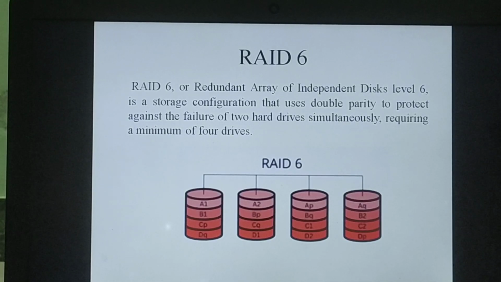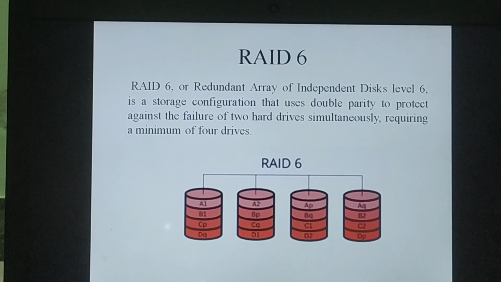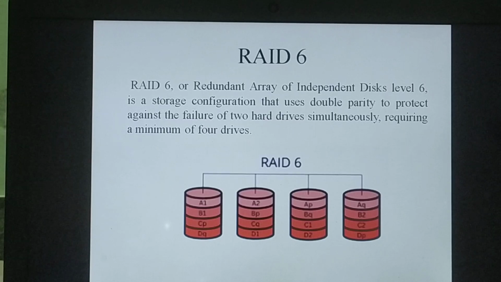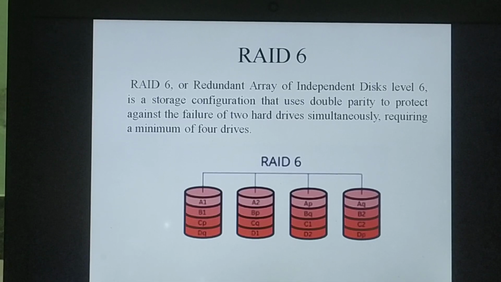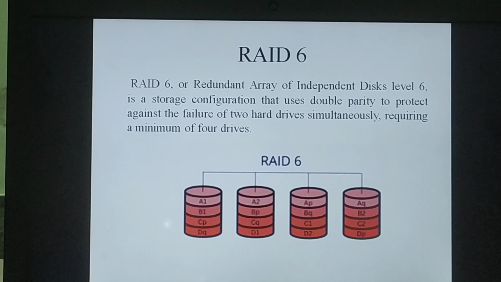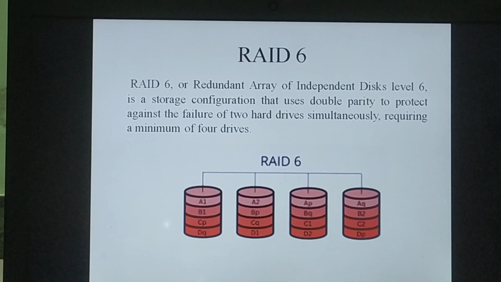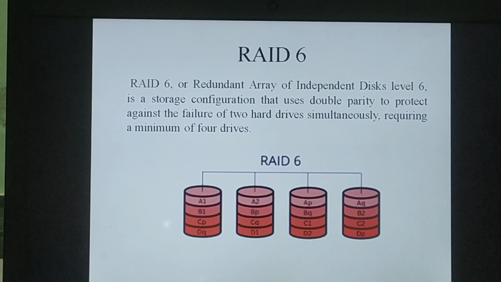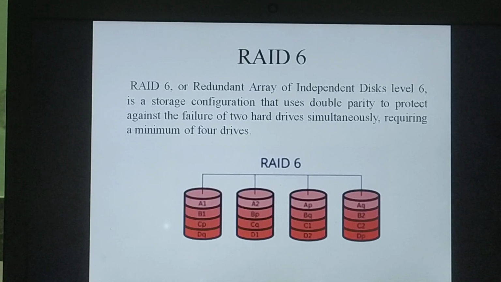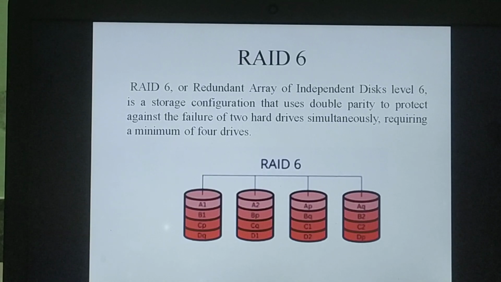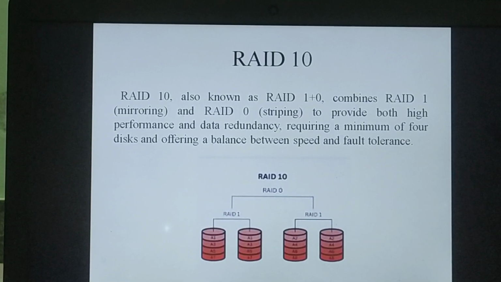Next, we move on to RAID 6. RAID 6 is also known as redundant array of independent disks level 6, which is a storage configuration that uses double parity to protect against the failure of two hard disk drives simultaneously, and requires a minimum of 4 drives for operations. Next, we move on to RAID 10.